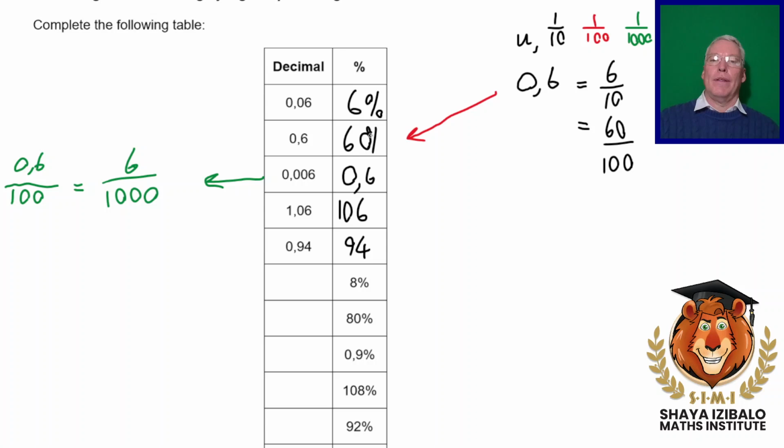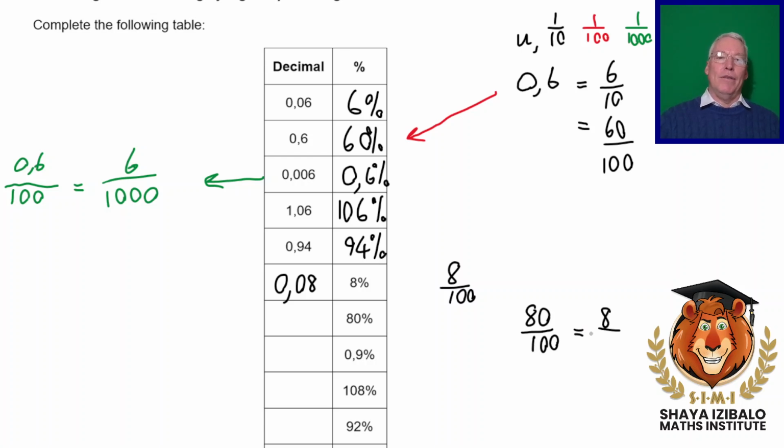All right, so we're going to write percentages as decimals. 8%. 8% means 8 out of 100. Now remember which column is the hundredths column. It's the second column. So 8% will be 0.08. 80%, all right, 80% is actually 80 out of 100, but that can simplify to 8 out of 10.